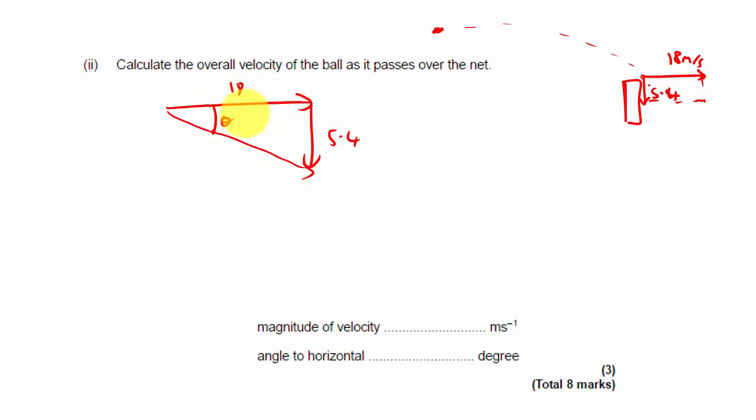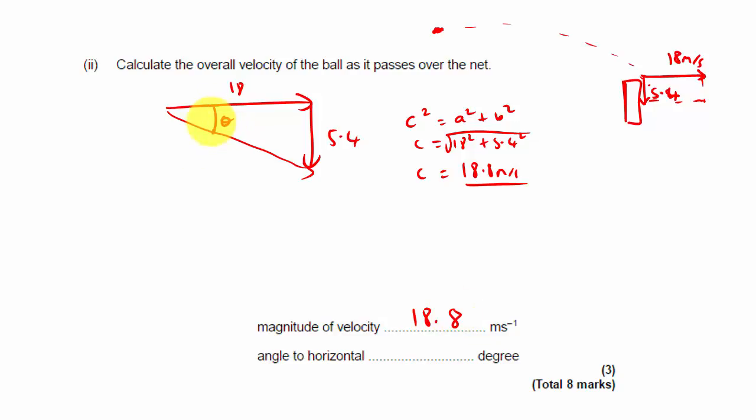So I can use Pythagoras to find the magnitude. It's the hypotenuse I'm trying to find. So c squared equals a squared plus b squared. Subbing numbers in, it's 18 squared plus 5.4 squared, and I'll square root it to get c on its own. Calculating this gives me a value of 18.8 meters per second. So that's this value here, 18.8.